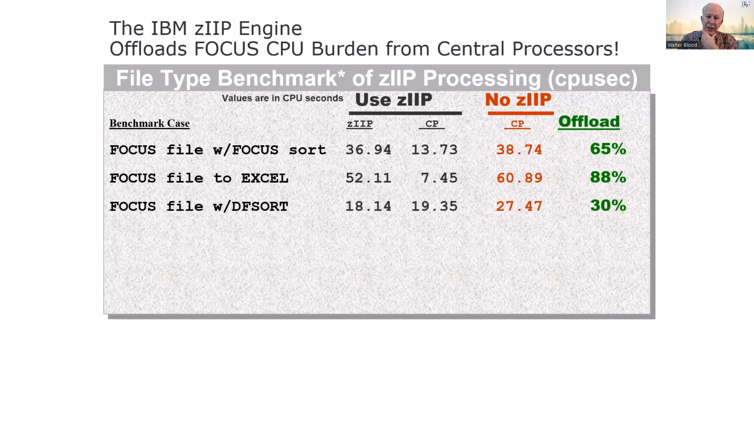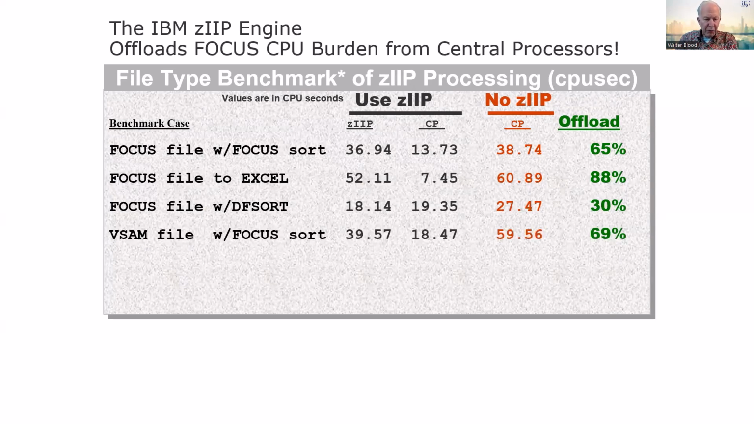Here's a case where a focus file is going to use a DF sort, a system sort, right? Again, this is something where we would have to allow for some work traveling between the TCB and the SRB, between the zip engine and the CP. Without the zip, we're looking at about 27 seconds. With the zip, we're charged only 19 seconds on the CP. Again, a reduction of about 30%.